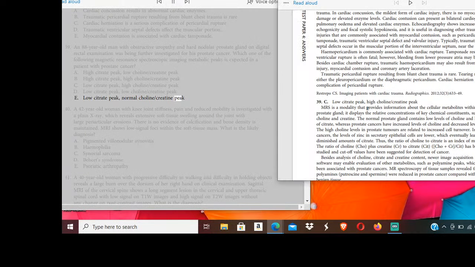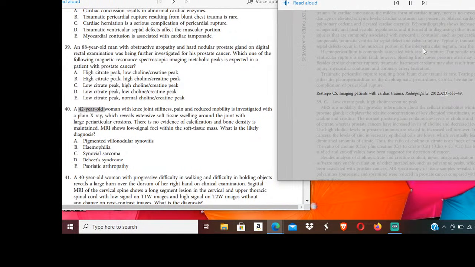39. C. Low citrate peak. High choline/creatine peak. MRS is a modality that provides information about the cellular metabolites within the prostate gland. It displays the relative concentrations of key chemical constituents, such as citrate, choline, and creatine.